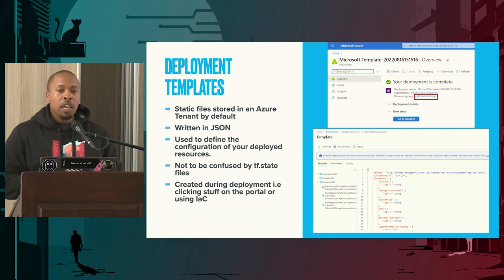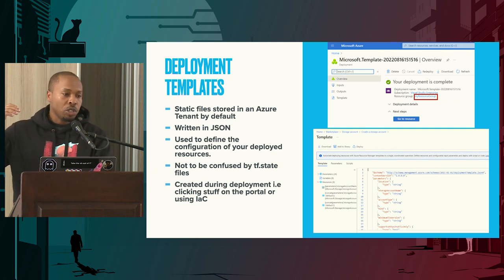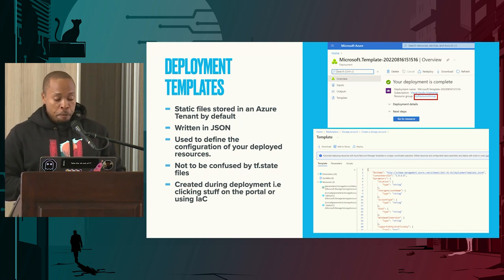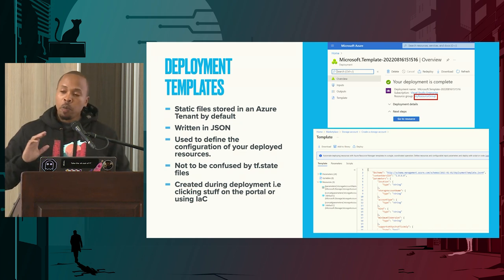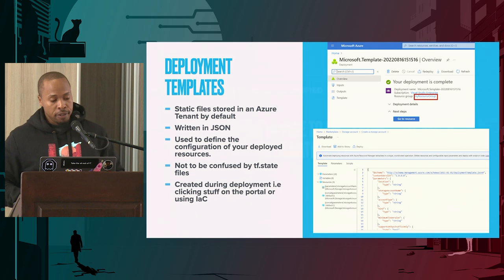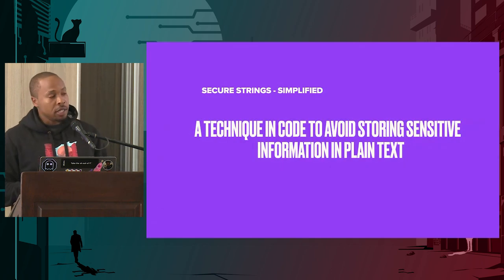So for example, if I'm deploying a VM, then it'll say, okay, this was the configuration of what you had for your VM, your SKU, your network addresses, etc. And this is written in JSON. And what we're going to be looking at for this talk is from an infrastructure as code perspective. So one key aspect about performing this attack is secure strings.